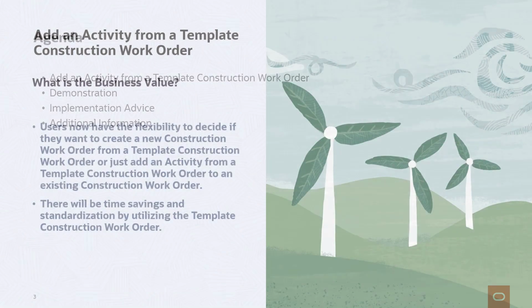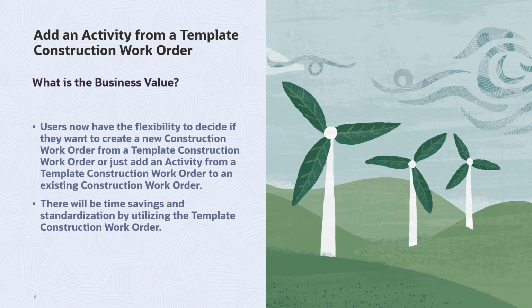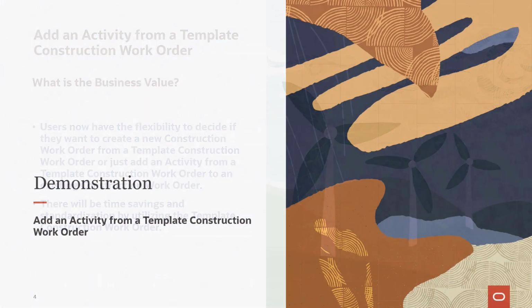additional resources. Prior to this release, users had to either create a new construction work order from a template construction work order or manually create construction activities on an existing construction work order. Now, very much like on work activities, users can add selected construction activities from a template construction work order. This is all accomplished with very few mouse clicks.